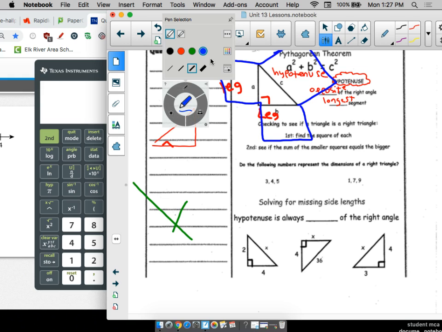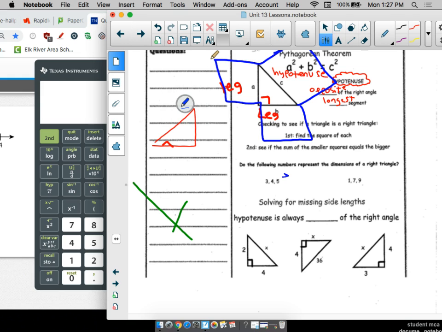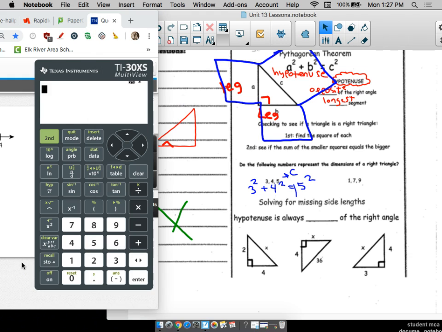Okay, so here I go. 3, 4, and 5. My first idea is to find my hypotenuse, which is my longest measure. So my hypotenuse here is 5. It's the longest measure. So you should have legs squared plus legs squared equals hypotenuse squared. So I should see, does 3 squared plus 4 squared equal 5 squared? And then I'm just going to plug that in.